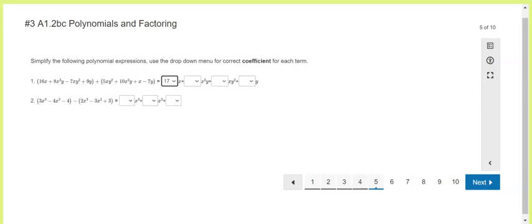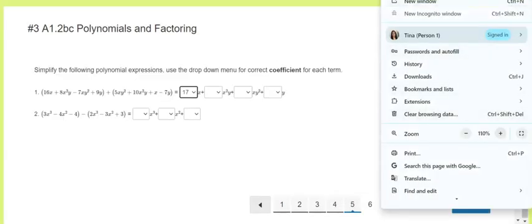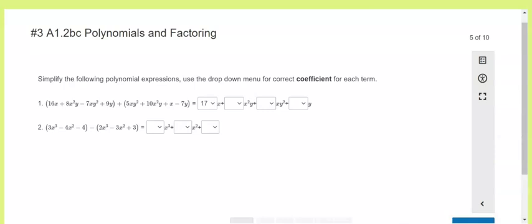X squared, and why is it so small? Hold on. 8, x squared and y, so 8 plus 10 is 18. Negative 7 plus this one, right? Yeah, negative 7 plus 5 is negative 2. And 9 minus 7 is also, well, it's positive 2.